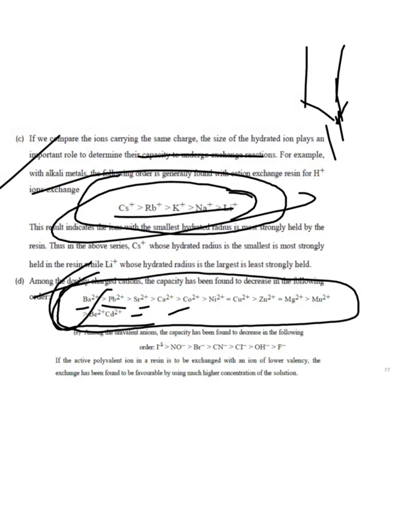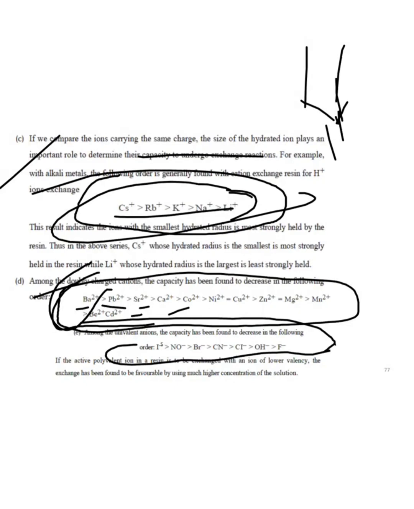Next, among the anions, there are iodide, bromide, cyanide, hydroxide and fluoride, which are univalent anions. The capacity has been found to decrease in the following order. Some examples are given with the decreasing order.